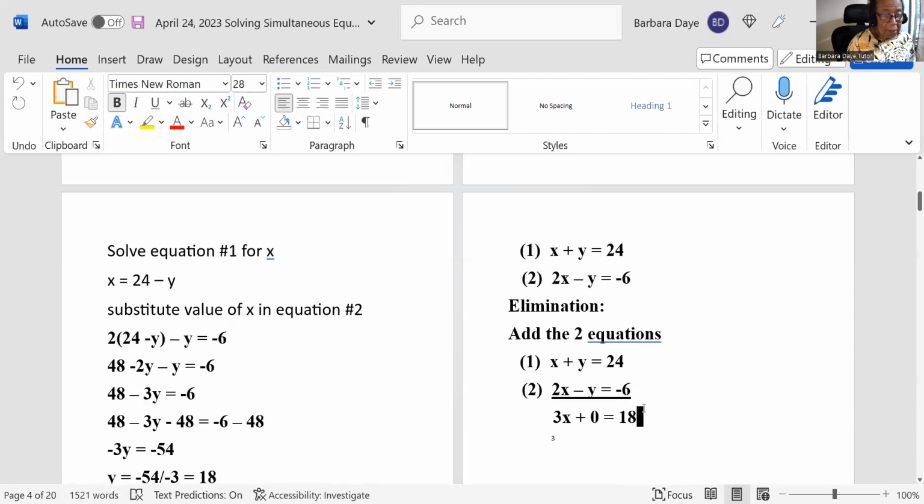Now, if 3x plus 0 is 18, Mercedes, what is x equal to? 3x plus 0, which is just 3x, right? So divide. 3x equals 18. What is x equal to? 6. 18 divided by 3, that's equal to 6. That's right.